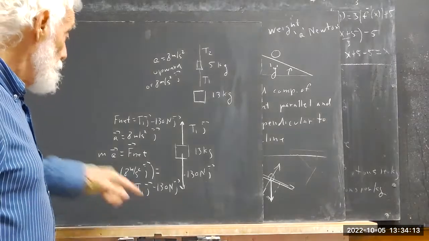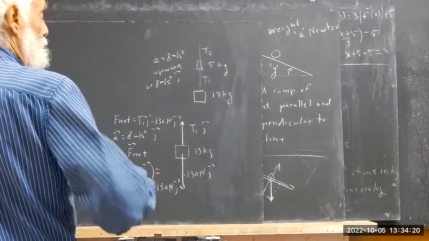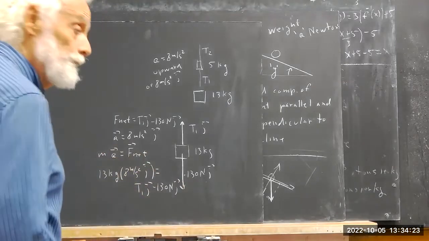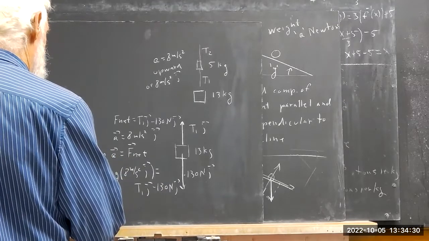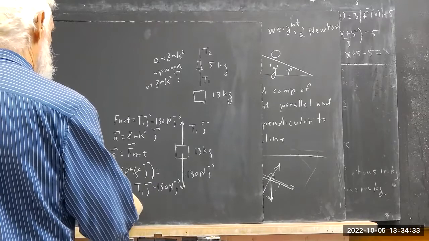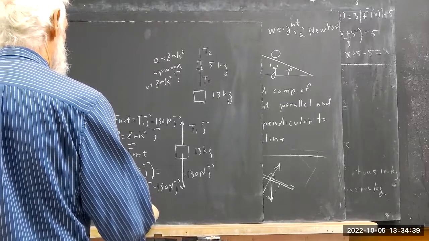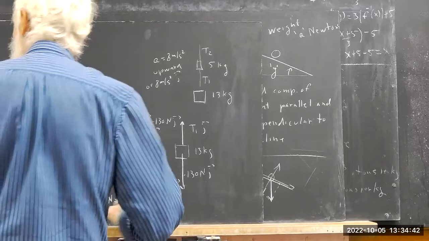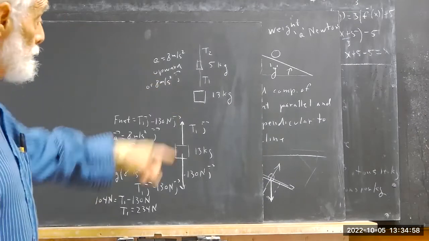Now that we've used the J vector to keep our signs straight, we can factor it out of both sides and say the coefficient of J equals the coefficient of J. So this, which is now 104 newtons, equals T1 minus 130 newtons. So T1 equals 234 newtons. That was easy. If you have the right picture, it's easy.